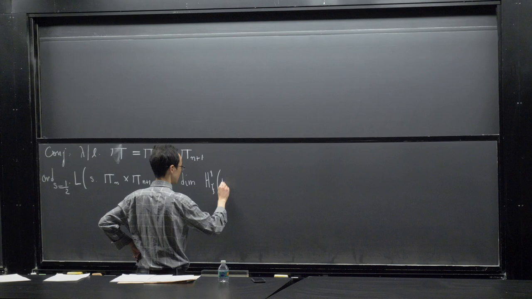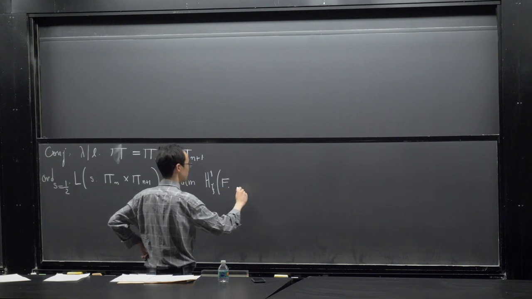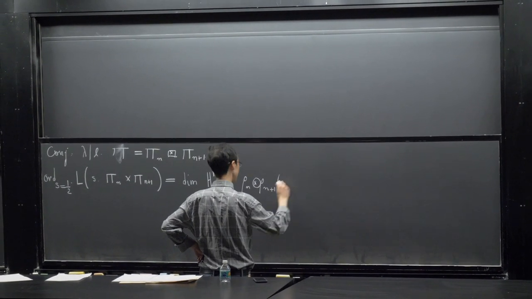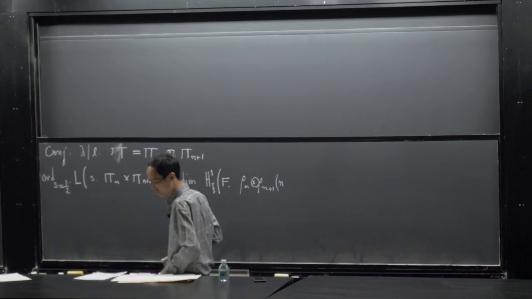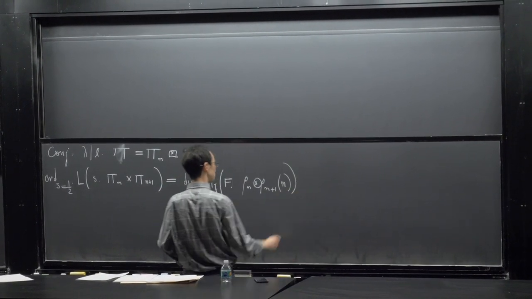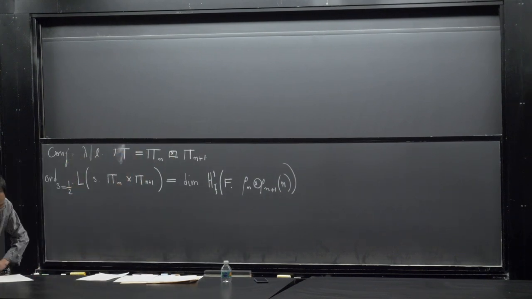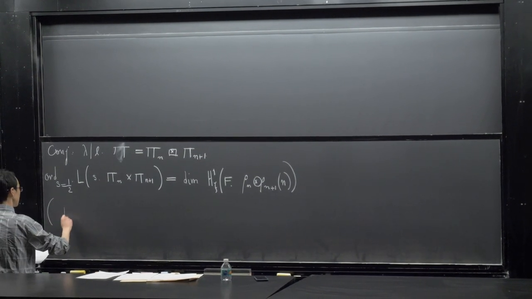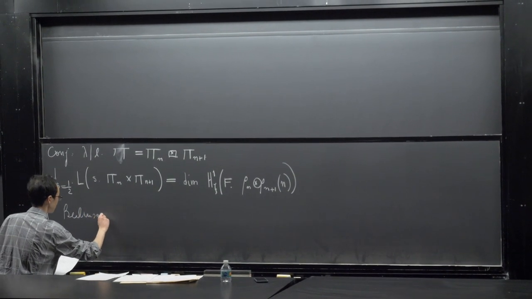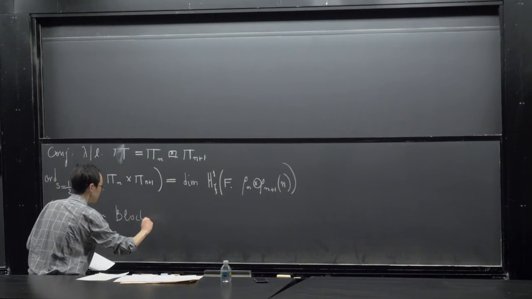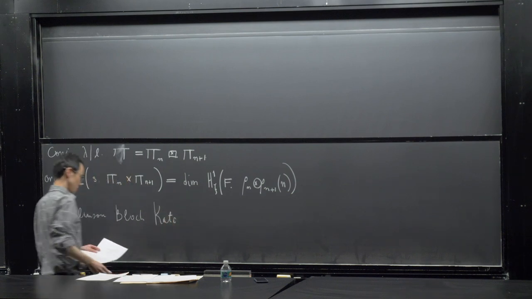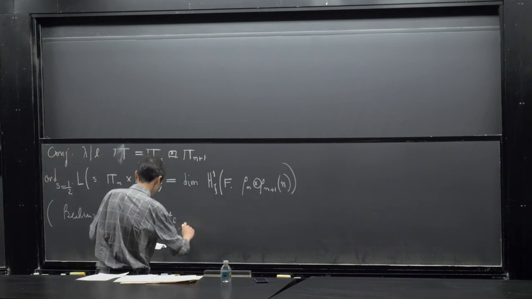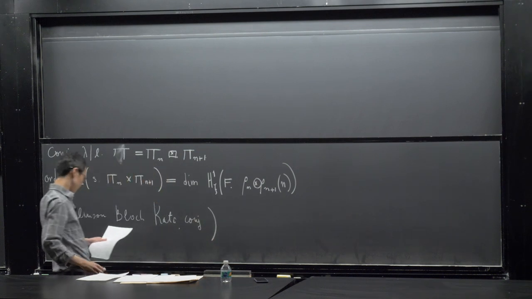H^1_f of V, the rho n, twisted by n, so I have a weight minus one. So yes, this is a special case of the Beilinson-Bloch-Kato conjecture, generalizing the Birch and Swinnerton-Dyer conjecture to higher dimensions. So it's a special case.